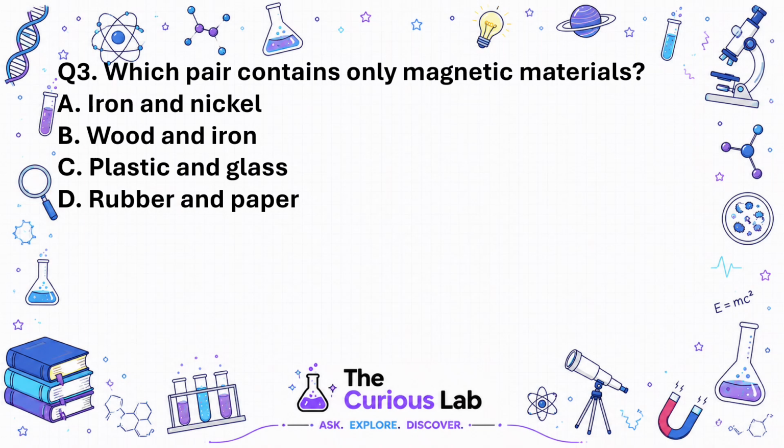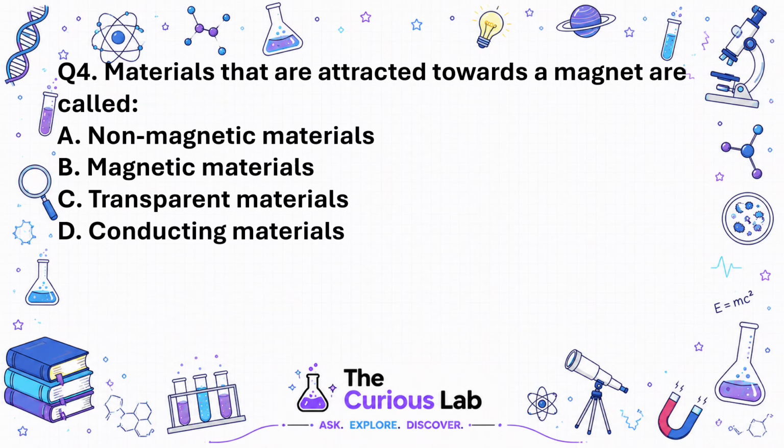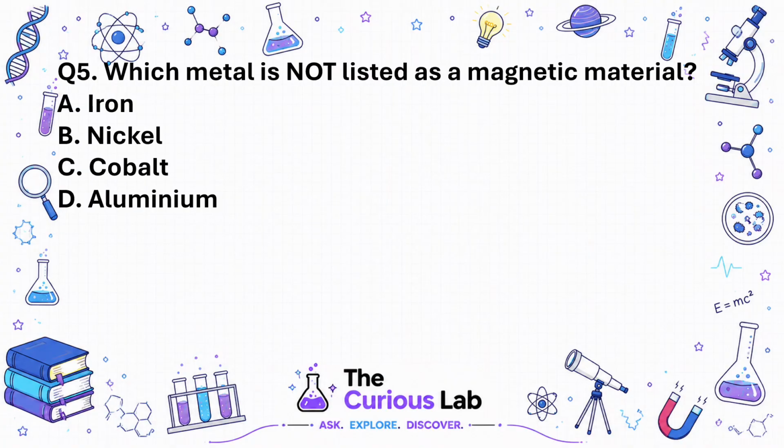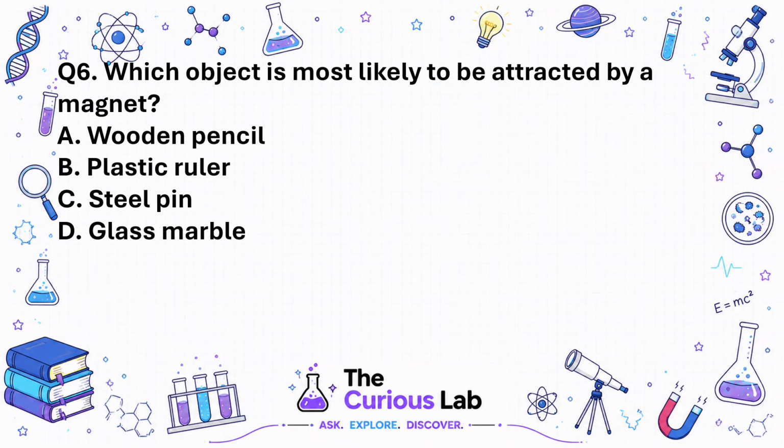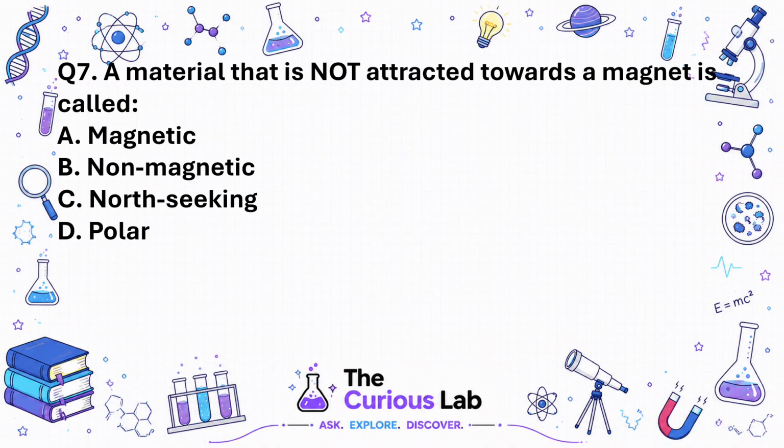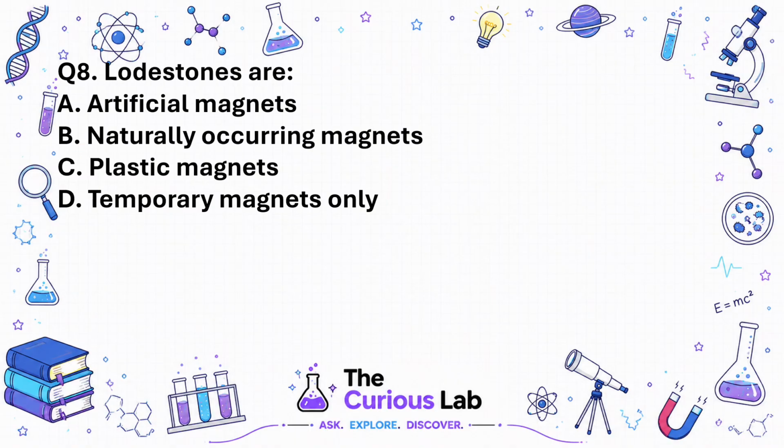Which pair contains only magnetic materials? So the answer is iron and nickel. Materials that are attracted towards a magnet are called magnetic materials. Which metal is not listed as a magnetic material? We just now discussed iron, nickel and cobalt are magnetic materials. So the answer is aluminium. Which object is most likely to be attracted by a magnet? Steel pin. A material that is not attracted towards a magnet is called non-magnetic.